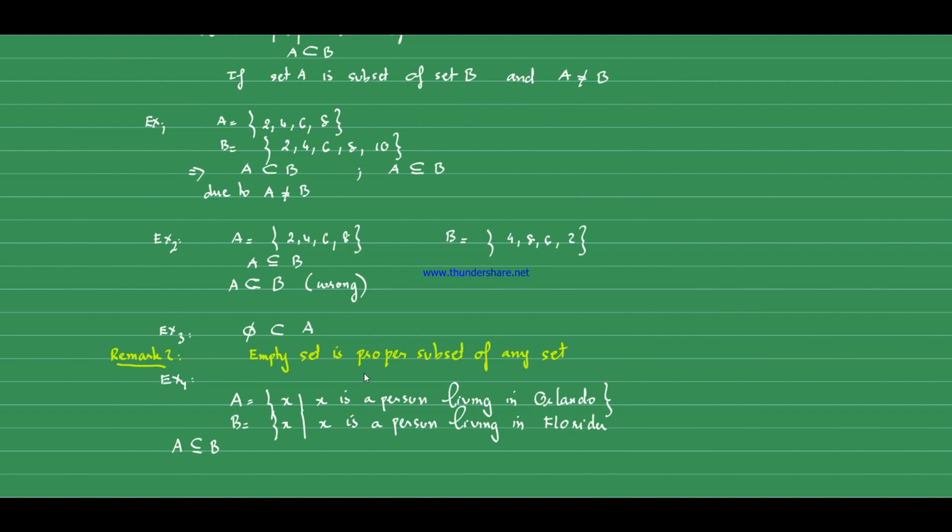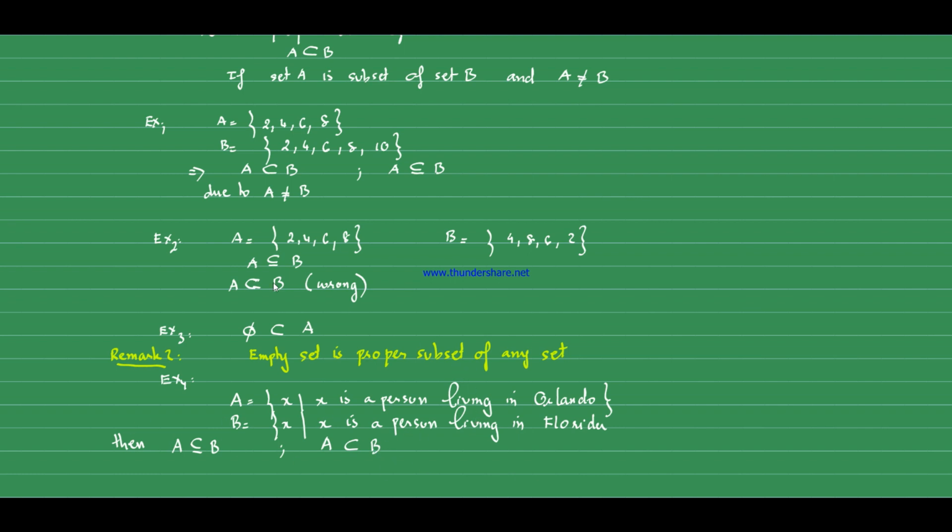And if it is not equal, then I can write set A is the proper subset of set B. So there are two ways to represent subset and proper subset in this case. We can write with the proper subset symbol, or we can write with the subset symbol. In both of the cases will be the same.